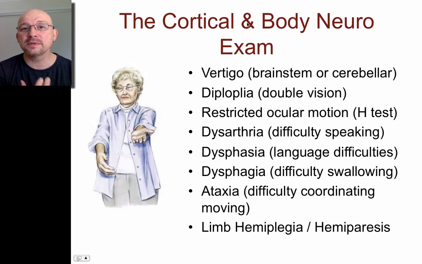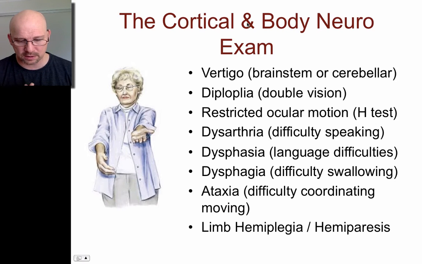Then we ask them to speak, and we watch how they're speaking. If they aren't speaking spontaneously, then we can say, repeat after me, the sky's blue today. If they can't say that, if they're having trouble with the words, we call that dysarthria. They're having difficulty actually enunciating the words. If they're having problems with their language, we call that dysphasia. And there's a little bit of a subtle difference.